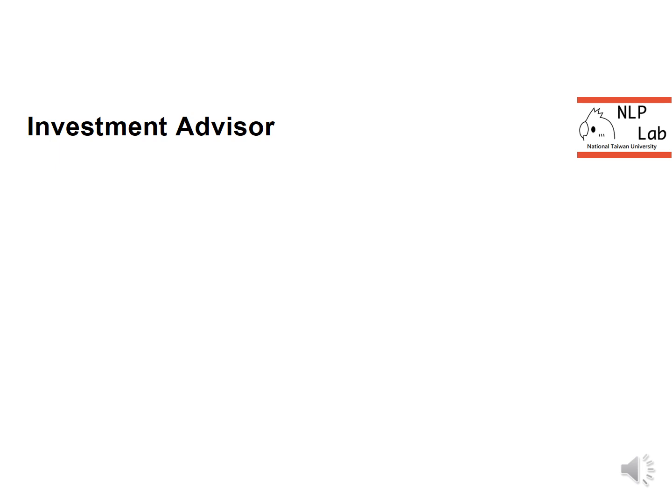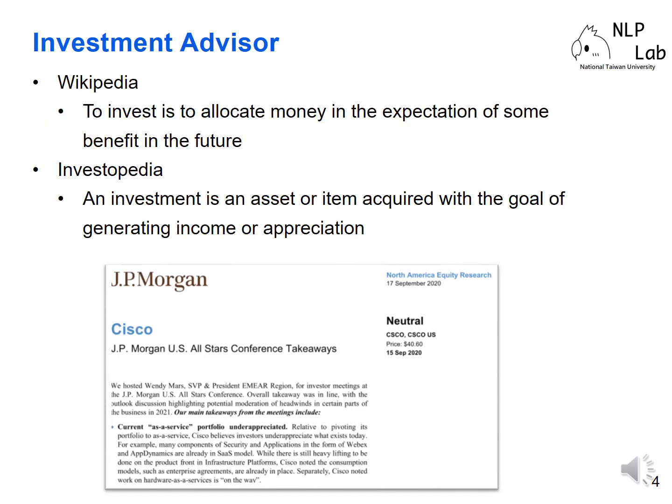Let's talk about investment advisor. We can start with what is an investment. Here are the definitions from Wikipedia and Investopedia. To invest is to allocate money in the expectation of some benefit in the future. An investment is an asset or item acquired with the goal of generating income or appreciation. That is, we want to gain profit from the behavior.